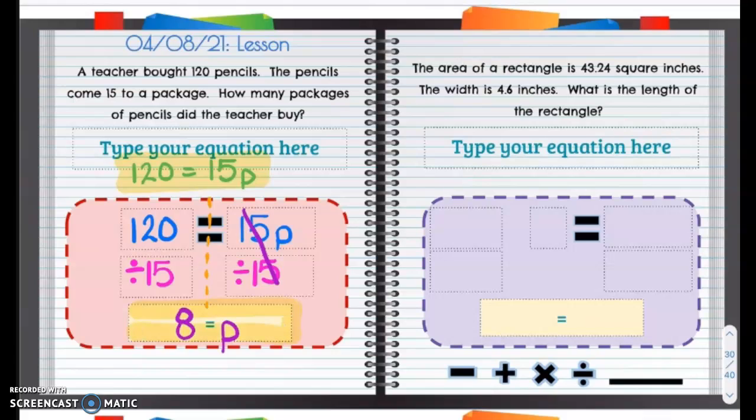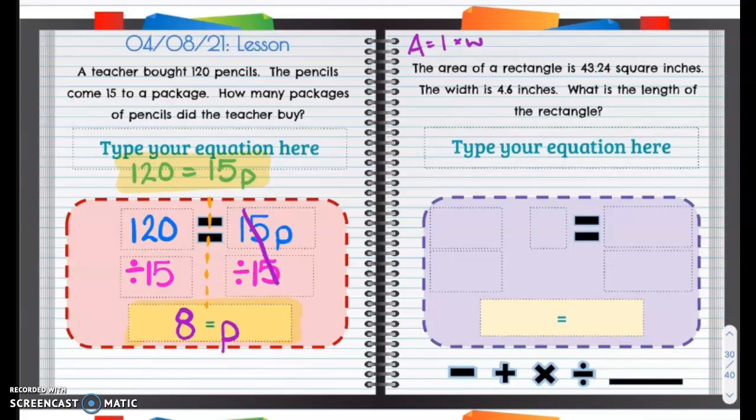All right, let's take a look at the next one. Don't stress, because we're going to keep doing this all week. The area of a rectangle is length times width. So let's do area equals length times width.